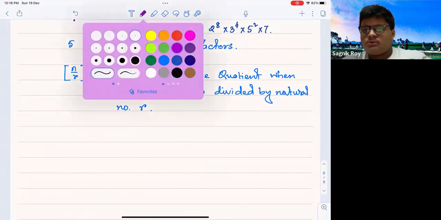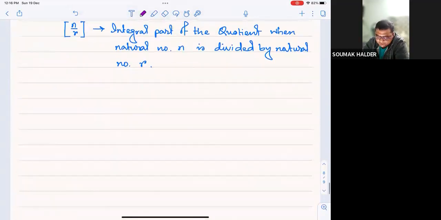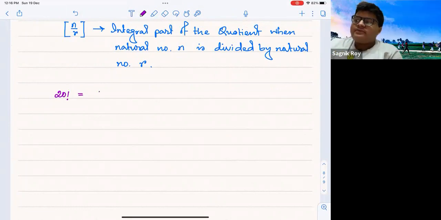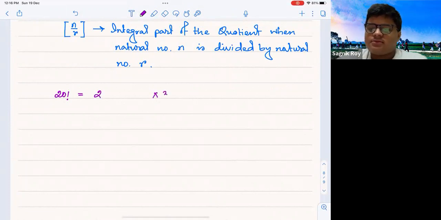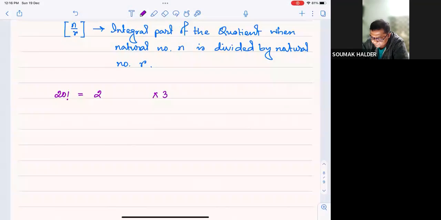Now, can you try to write 20 factorial in a similar way? How many primes will appear while writing 20 factorial? Sir, 2, 3, 5, 7, 11, 13, 15, 17, 19. Very good. Not 15. 15 is not a prime.